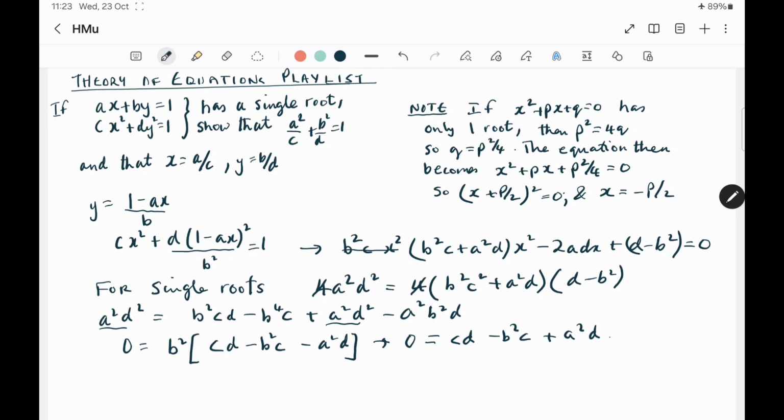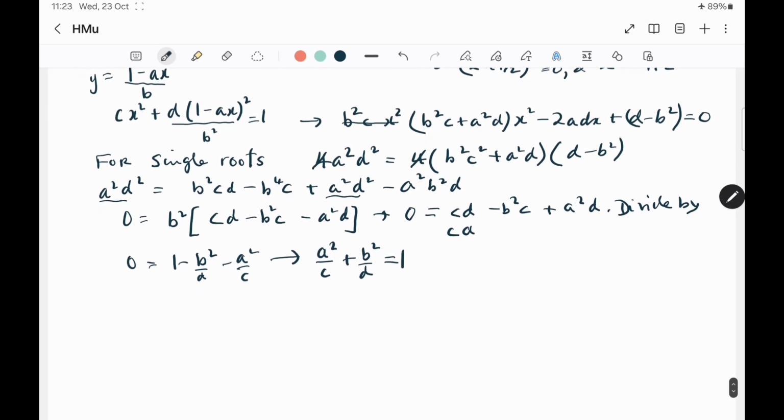And divided by c times d, will give us 0 equals 1 minus b squared over d minus a squared over c, which leads to the result that we require, a squared over c plus b squared over d equals 1. Right, now to move on to the second part.